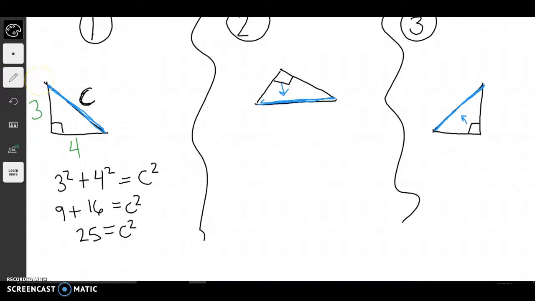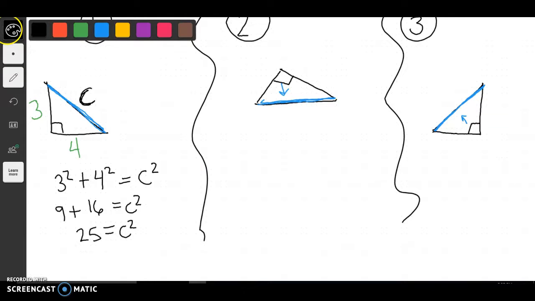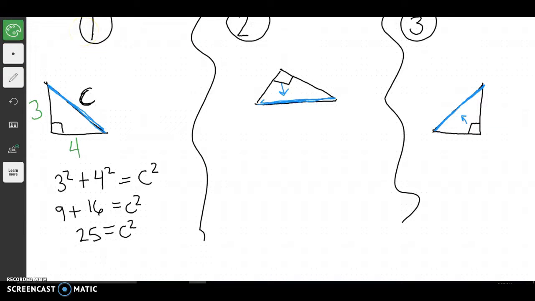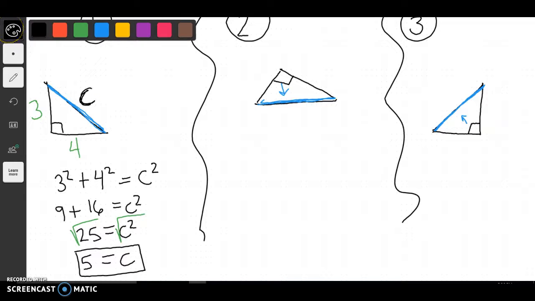Now, if you're stuck on how to solve this, think back to before and think about what thing cancels out a square. Well, that would be a square root. And so we would find, when we take the square root of both sides, that this would be 5 and this would be c. And that, right there, would be my final answer. Let's try another one.